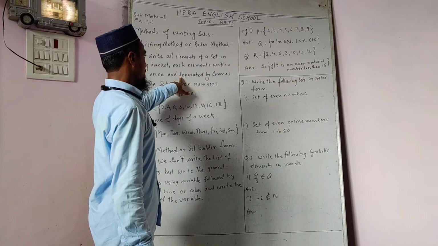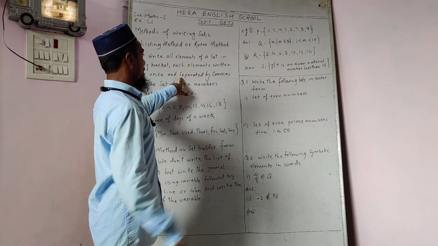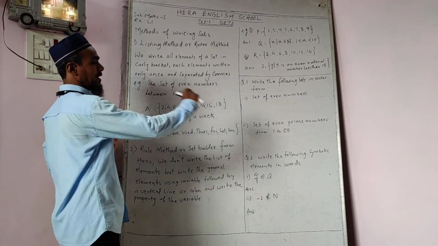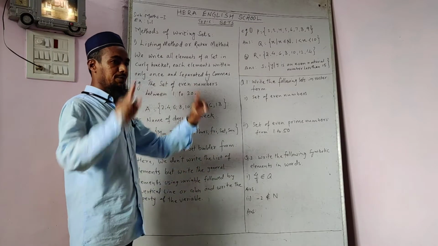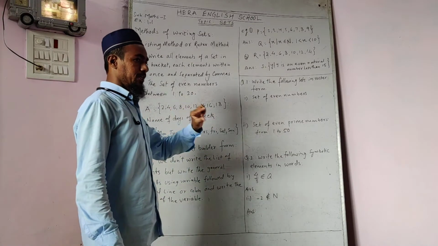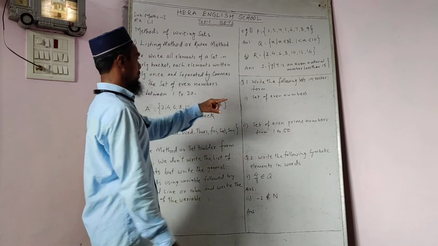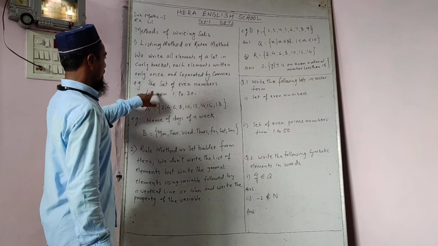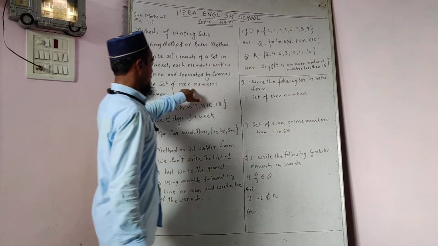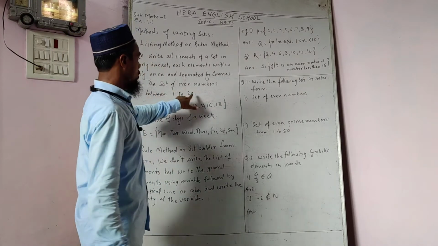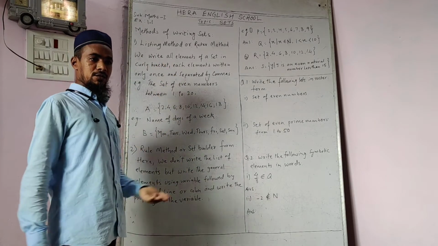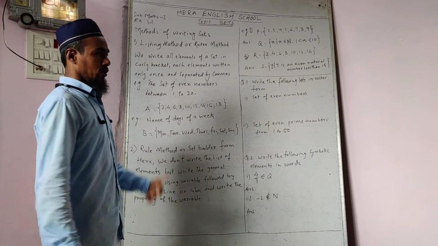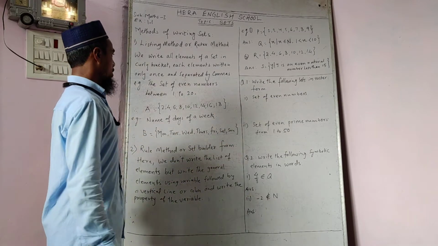The next instruction is that all elements must be separated by commas. Whatever numbers or elements we write between the curly brackets, all will be separated by commas. For example, I have written one example. See here, the set of even numbers between 1 and 20. You know even numbers from lower classes, last year: 2, 4, 6, 8, 10.